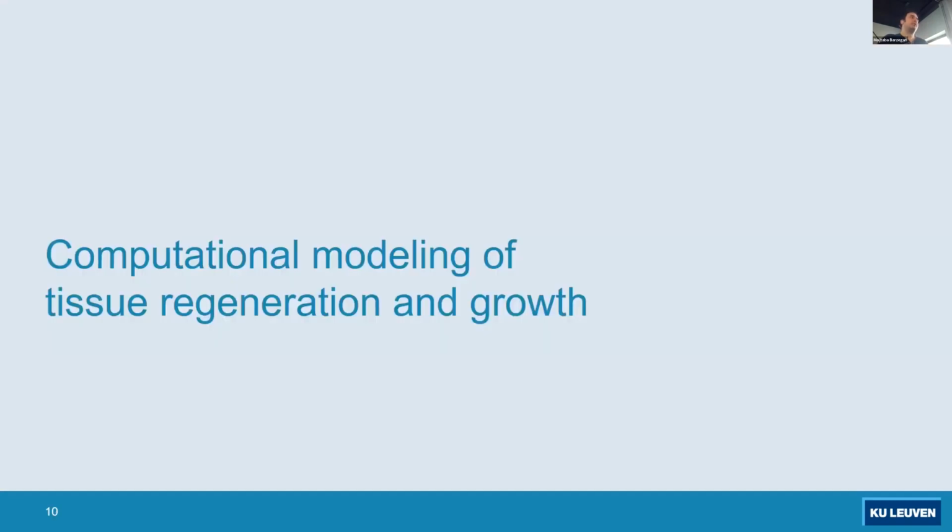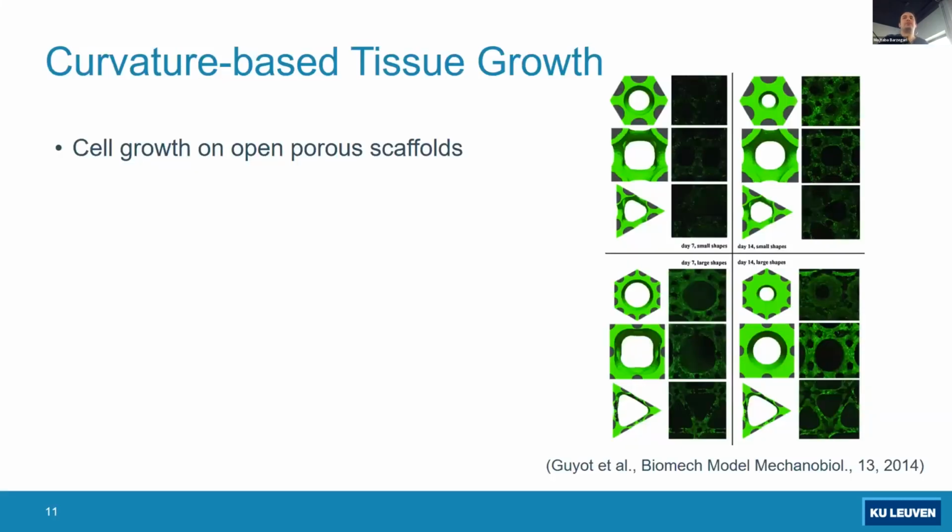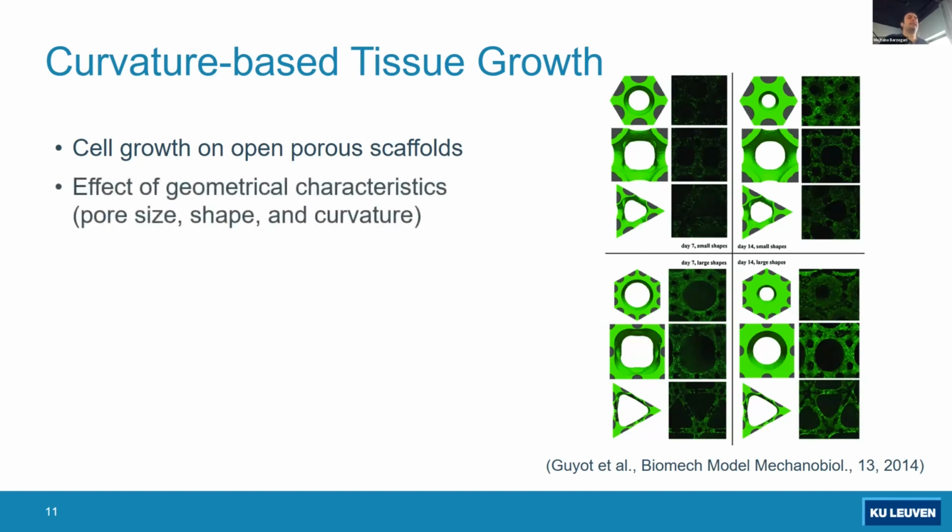Another project is related to tissue regeneration and growth. So that's also a common type of study in tissue engineering when you have cell growth on porous scaffolds. And then, so you put cells, and then they start to grow and proliferate, let's say, that's the technical term. And then we want to see the effect of the geometrical characteristics of these scaffolds and how they affect the rate of tissue growth, like the curvature and the shape.